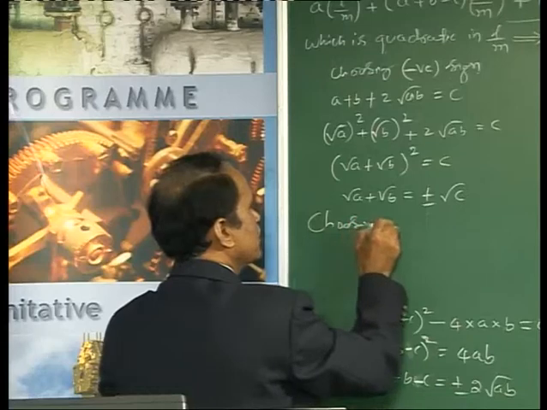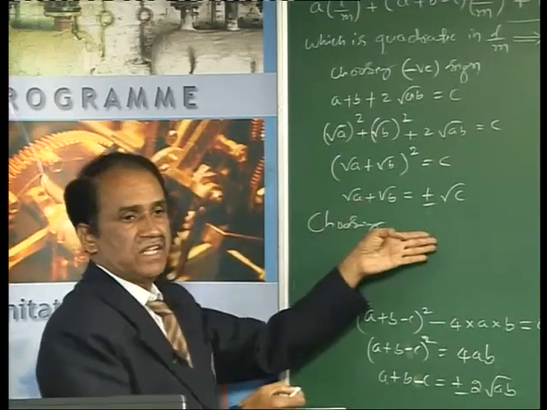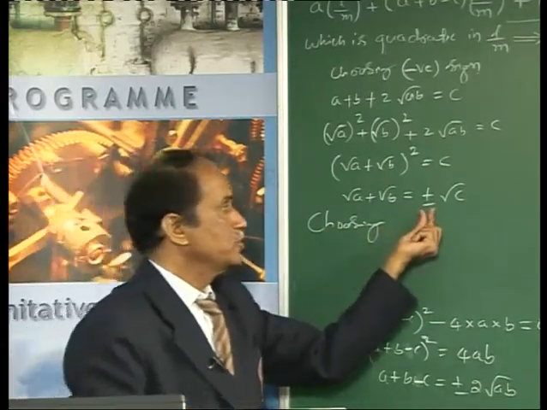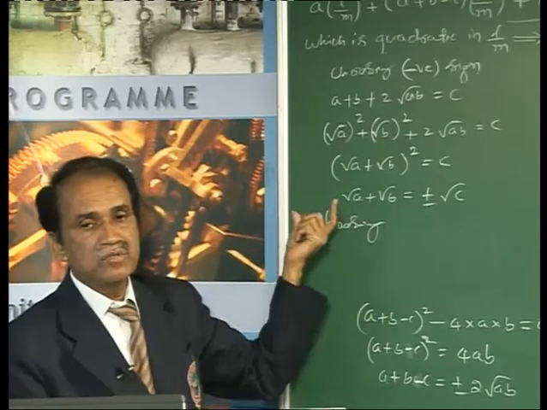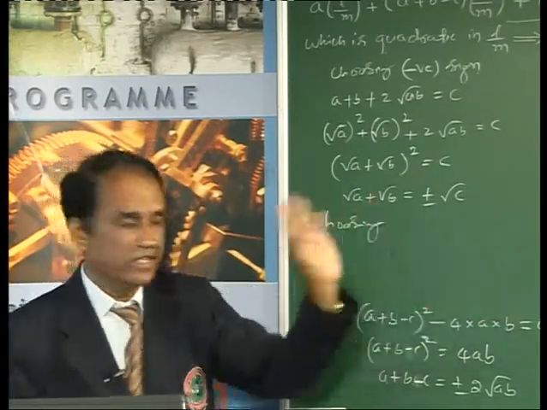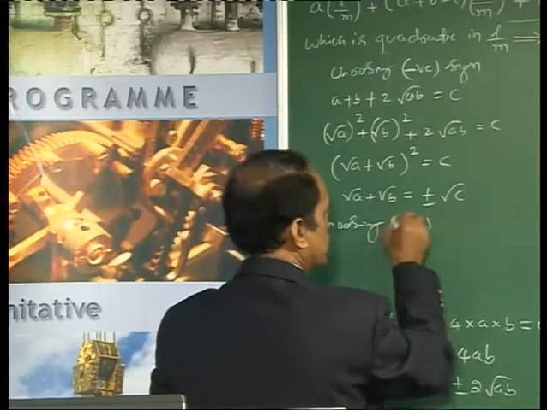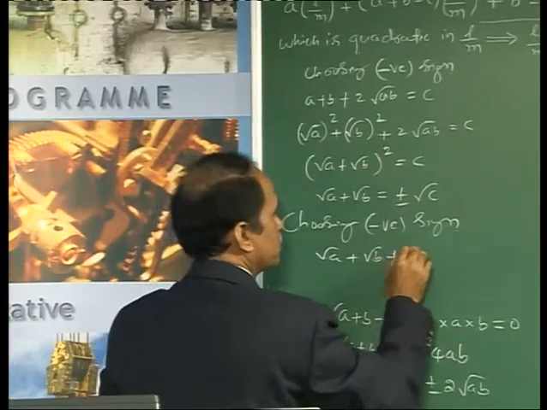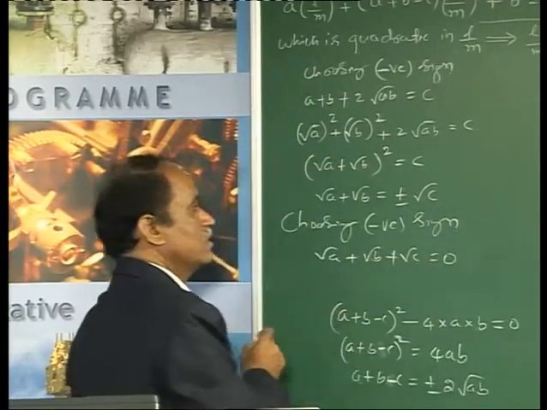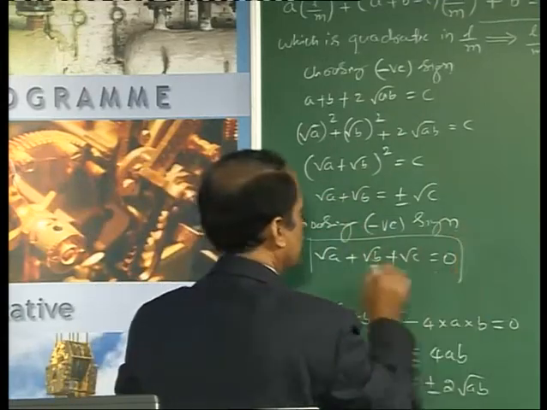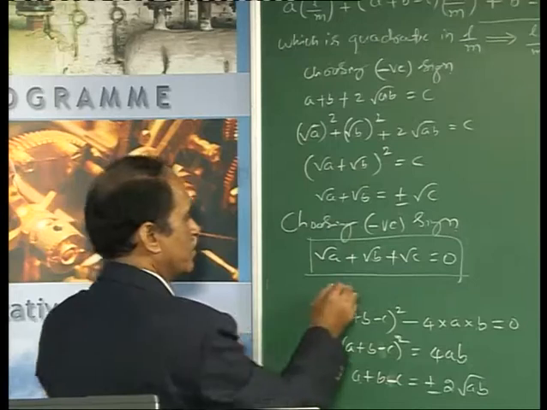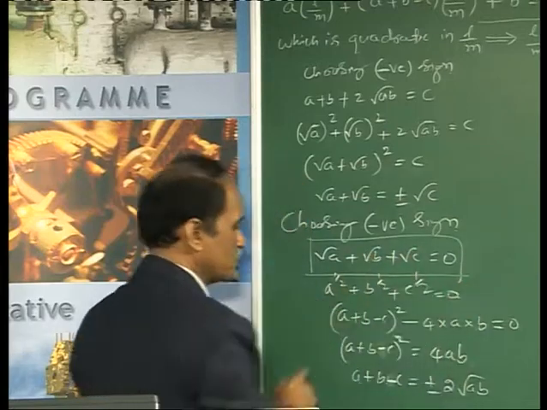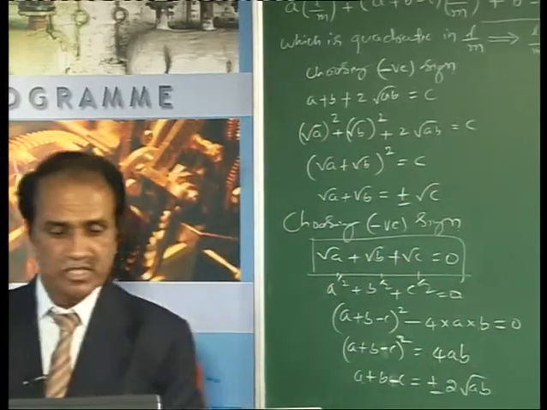Once again you have options, any one you can select, that is your choice, but to arrange according to the required result you have to choose properly so that the sum of the three terms should be equal to 0. Therefore choosing once again the negative sign, root of a plus root of b plus root of c is equal to 0, avoiding that plus sign. So this is the result. Otherwise a to the power half plus b to the power half plus c to the power half is equal to 0. This is the end of the solution for this problem.